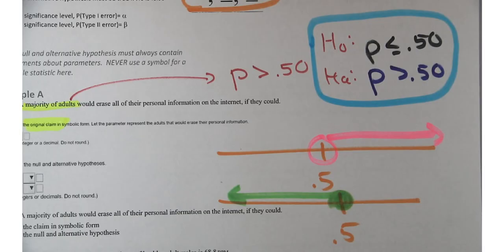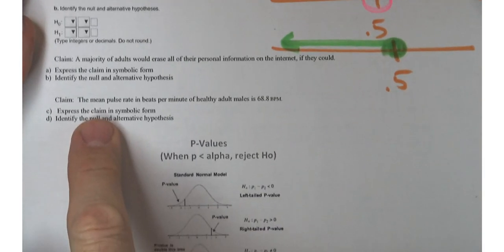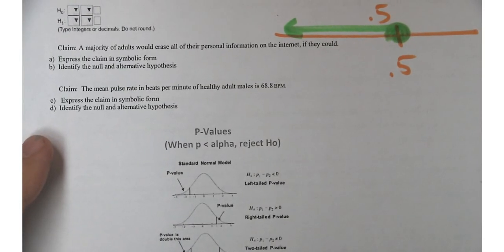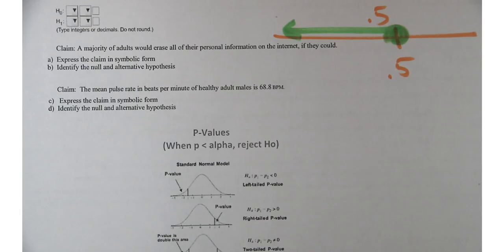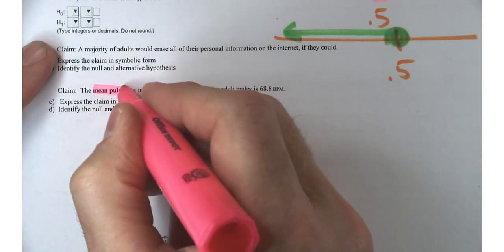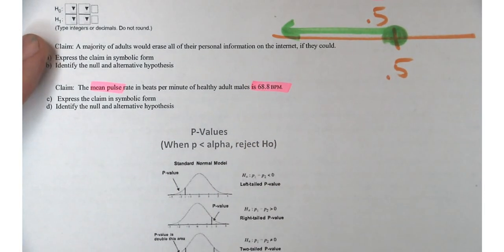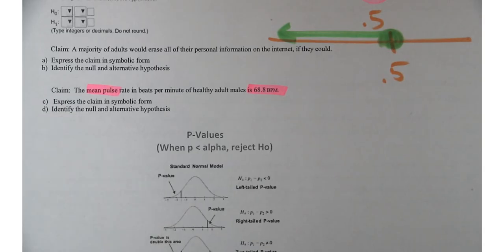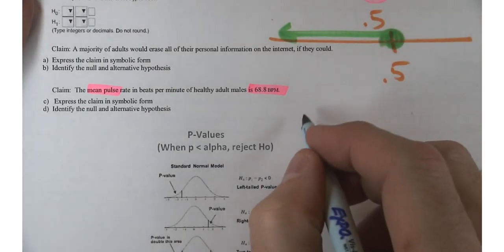Let's try another one like that. Let's come down here to this one right here. Claim that the mean pulse rate in beats per minute of healthy adult males is 68.8 BPM. Express this claim in symbolic form. Identify the null and alternative hypothesis. So let's highlight the actual claim itself here. We want the mean beats per minute is 68.8. Let's start with part C here, and that is put that into symbolic form. What's that going to look like?